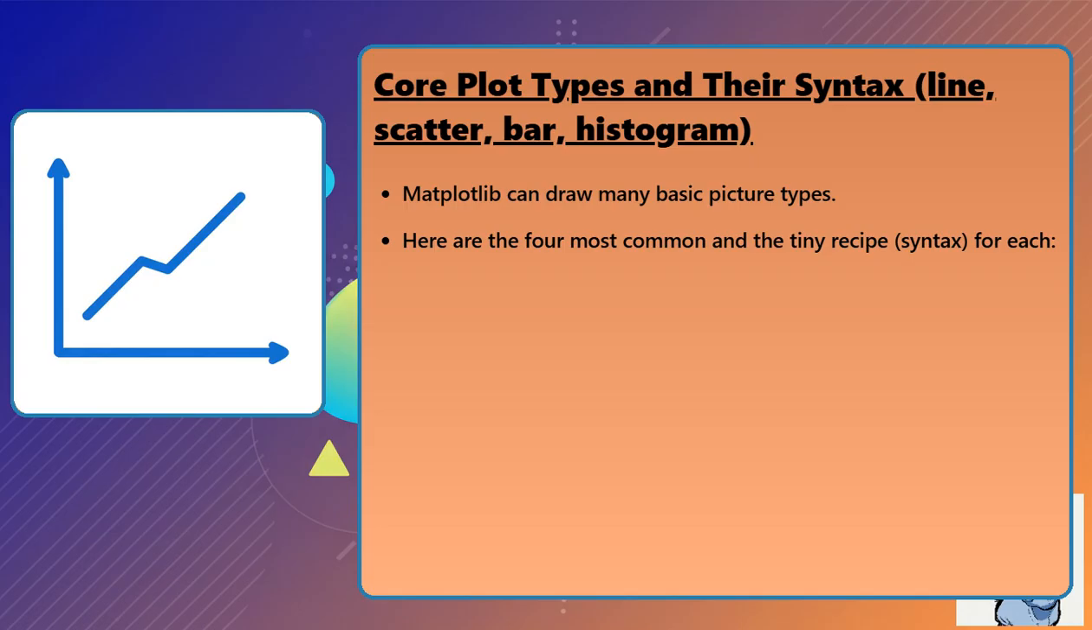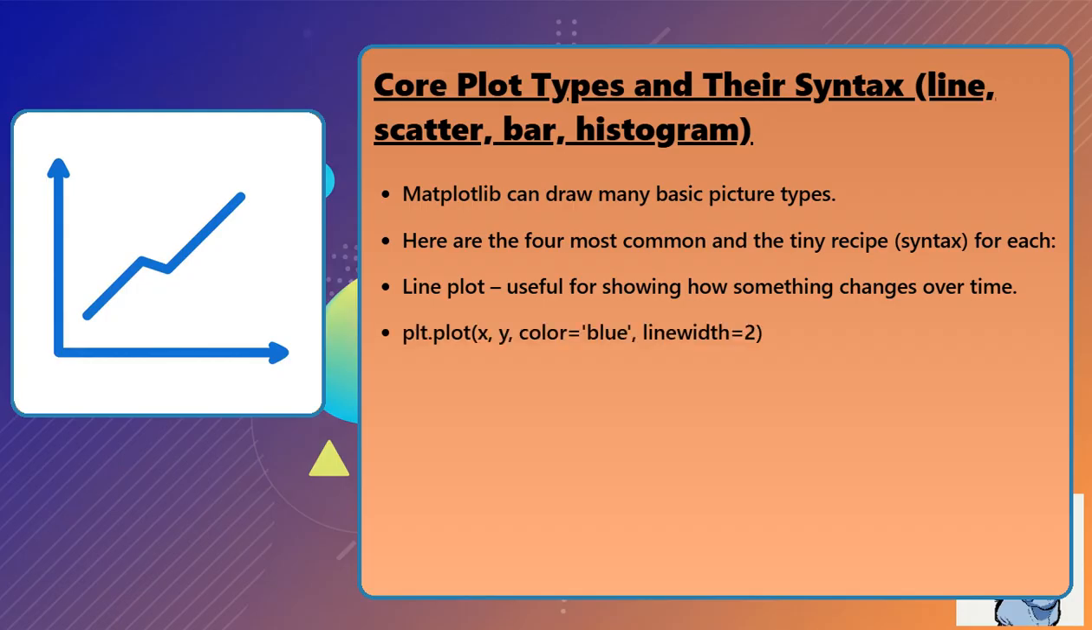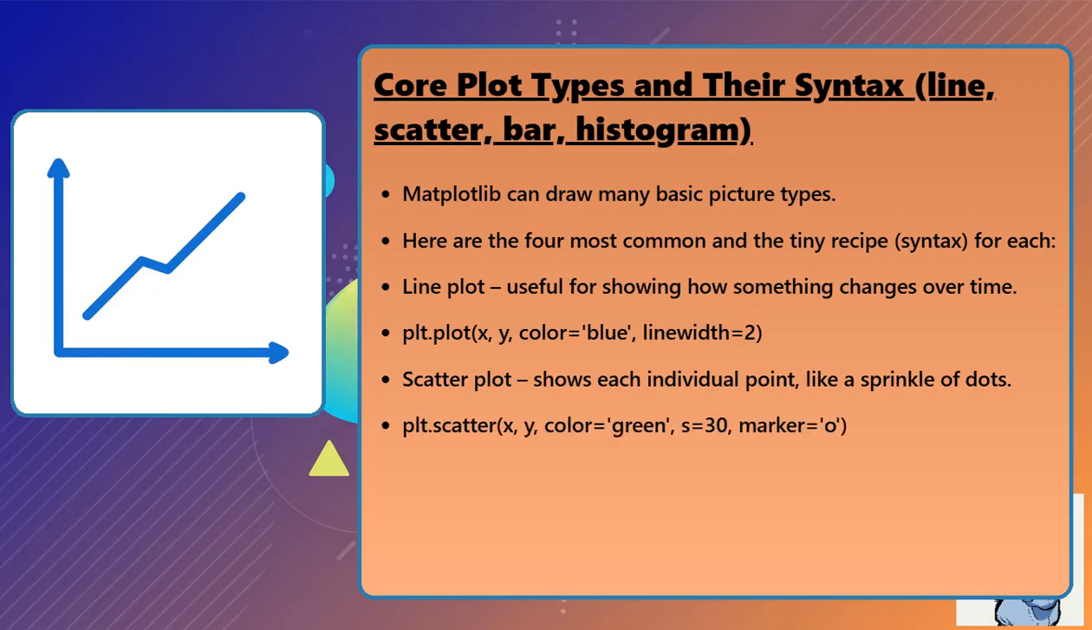Matplotlib can draw many basic picture types. Here are the 4 most common and the tiny recipe syntax for each. Line plot, useful for showing how something changes over time: plt.plot(x, y, color='blue', linewidth=2). Scatter plot shows each individual point, like a sprinkle of dots: plt.scatter(x, y, color='green', s=30, marker='o').